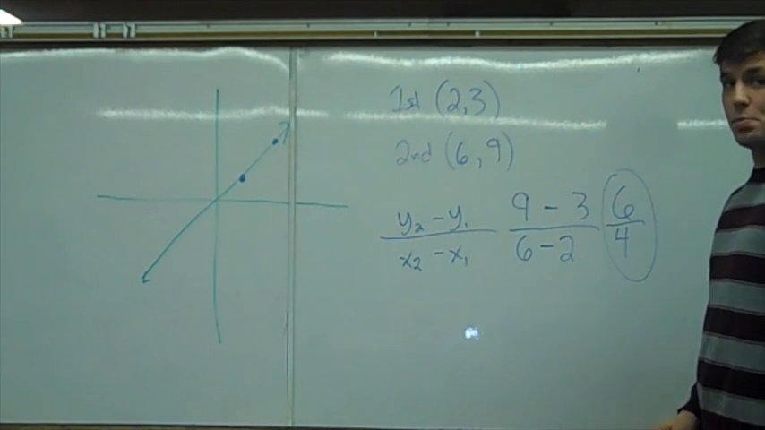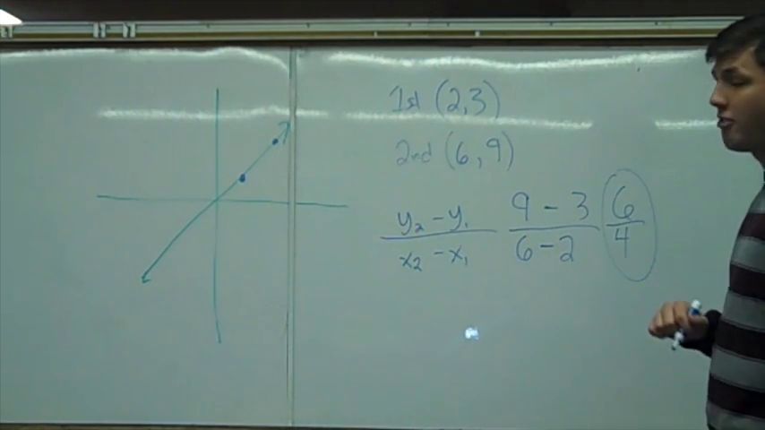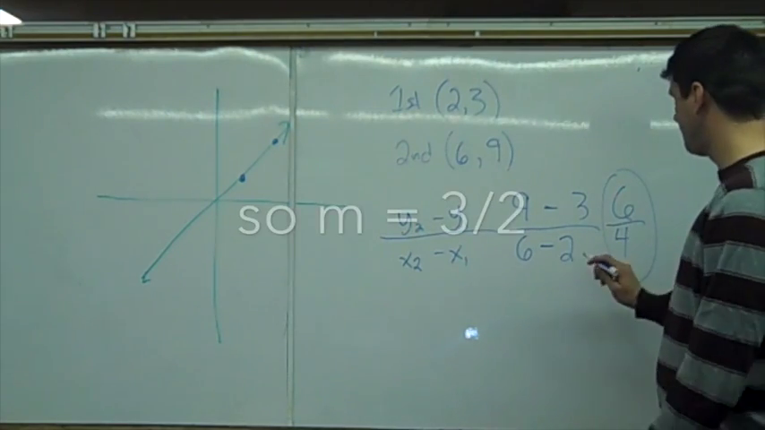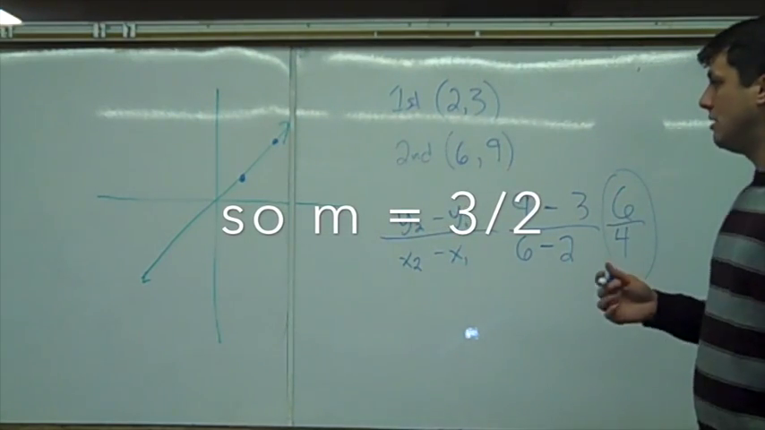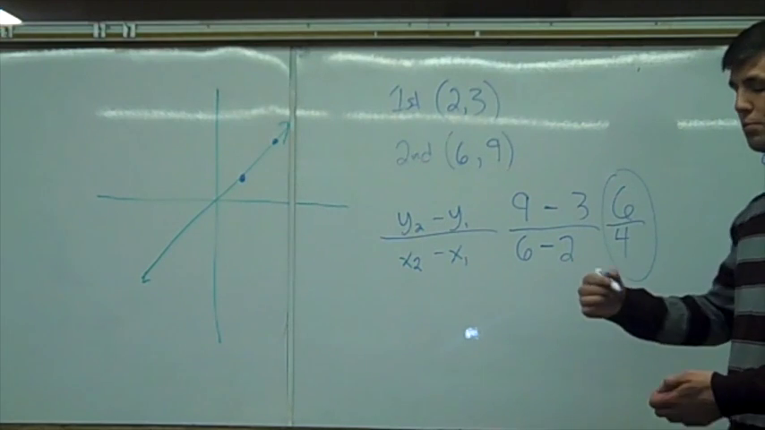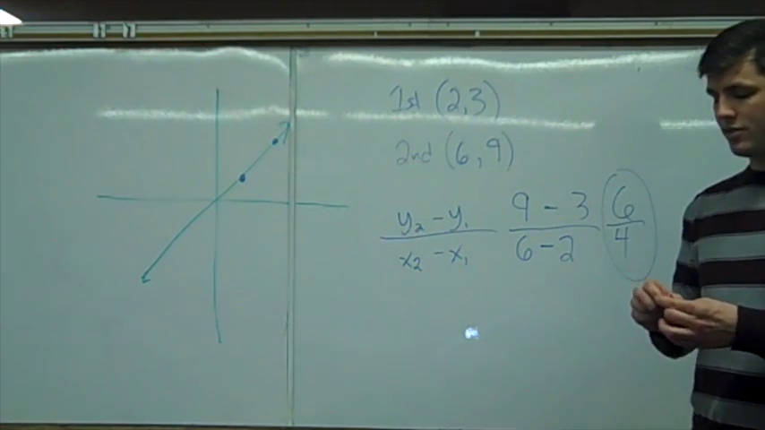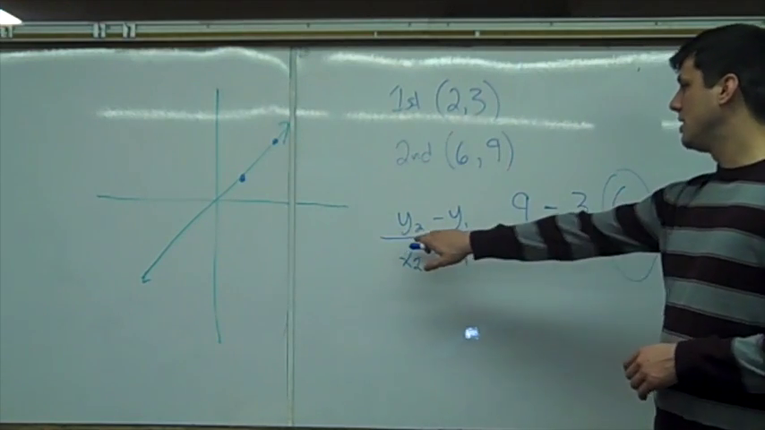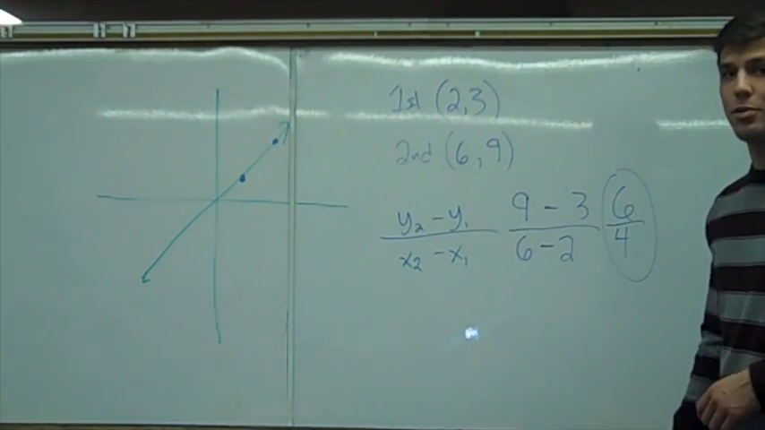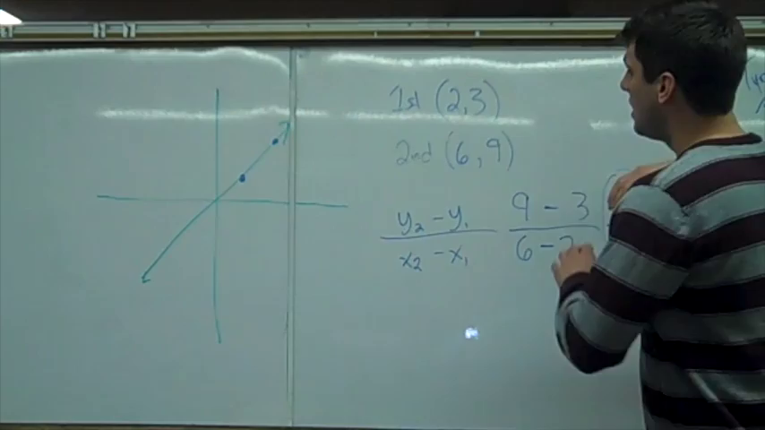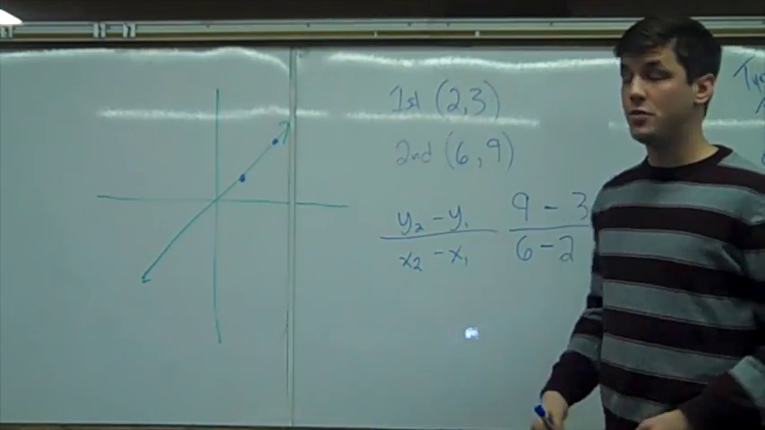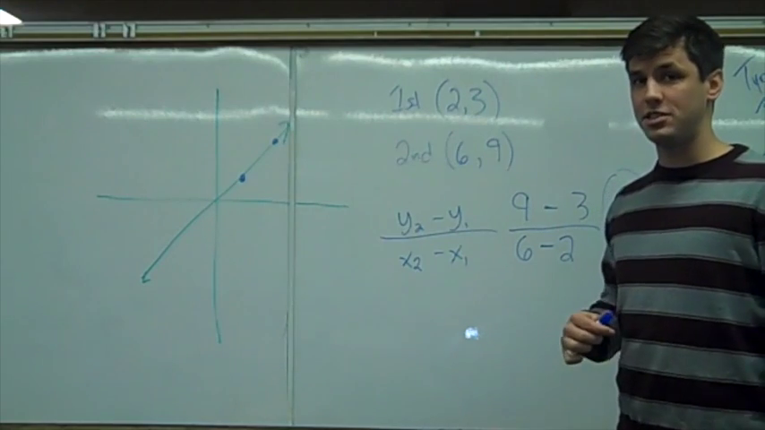Now this isn't the simplest form. You can simplify that further. The slope would therefore be 3/2, but that shows you the general process without going through the nitty-gritty of simplifying the fraction. So your slope is going to be this equation simplified. Now the question is, does it matter which coordinate pair is first or second? It doesn't matter. You just have to choose one or the other to be first or second.